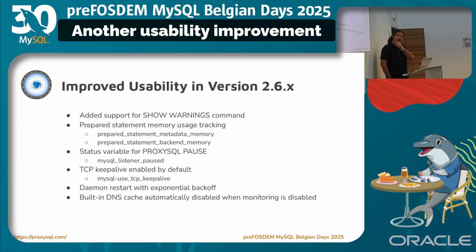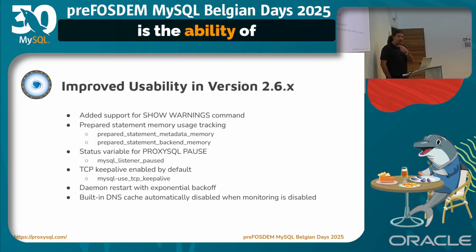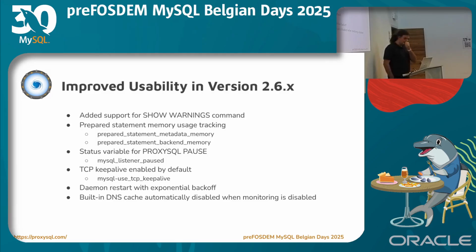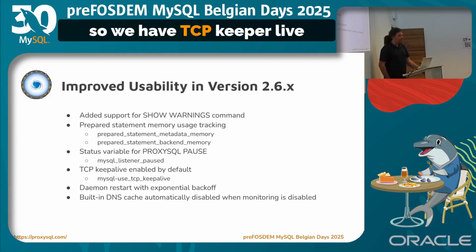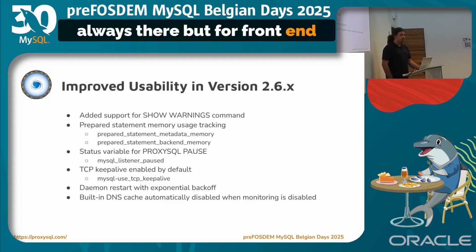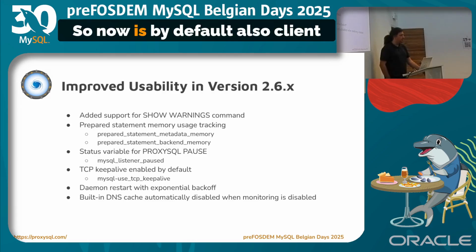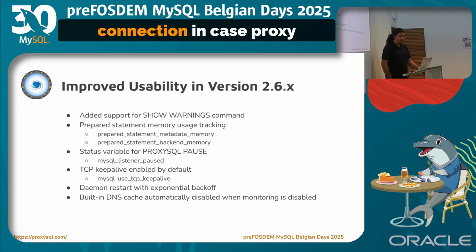Another usability improvement: we have TCP keepalive enabled by default for client connections. For backend connections it was always there, but for front-end connections it was not enabled by default. So now it's enabled by default also for client connections.